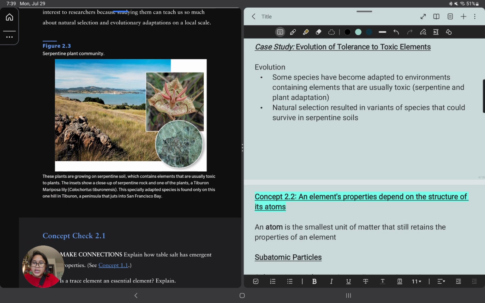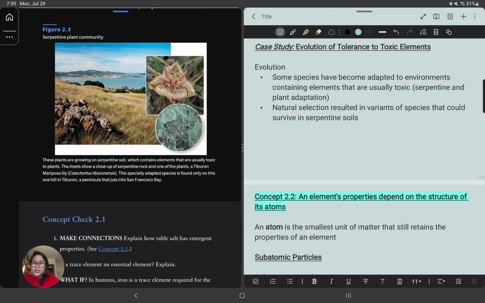So that's a serpentine plant. These are plants growing on serpentine soil which contain elements that are usually toxic to these plants. The inset shows a close-up of serpentine rock and one of the plants, a Tiburon mariposa lily. This specially adapted species is found only on this one hill in Tiburon, a peninsula that juts into the San Francisco Bay.